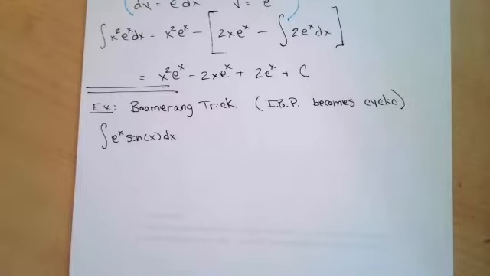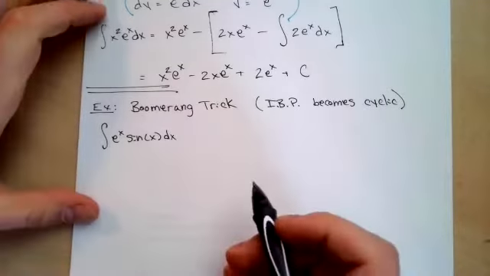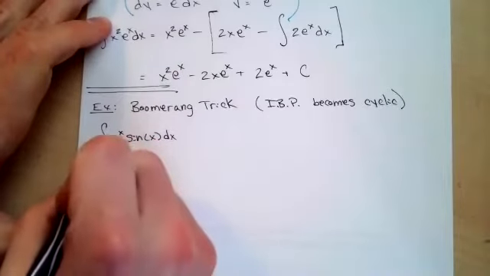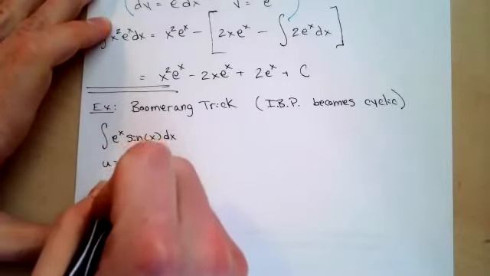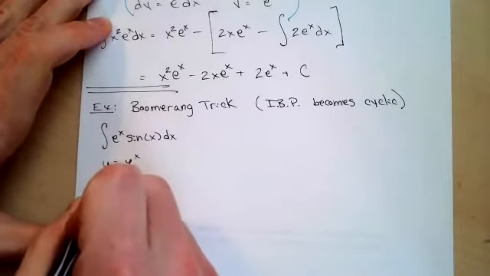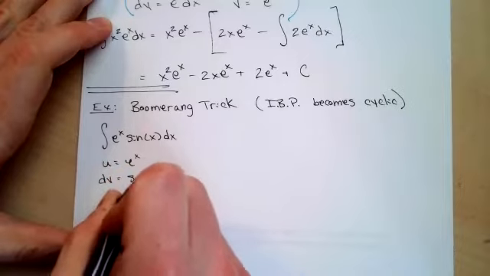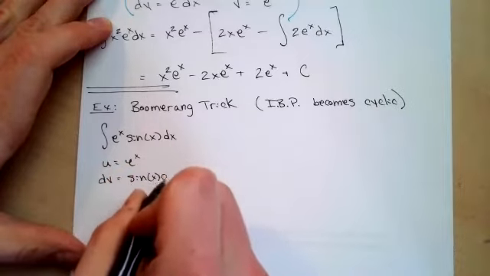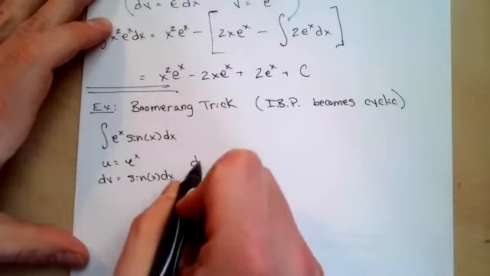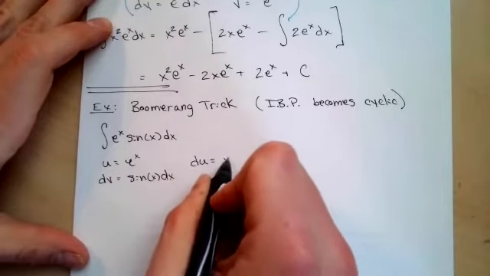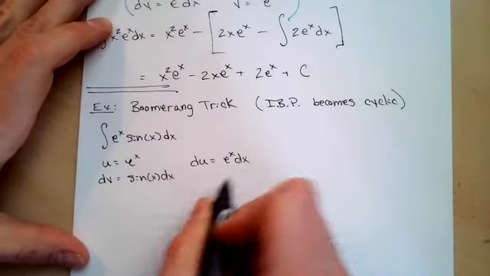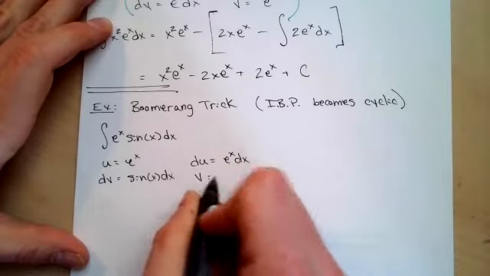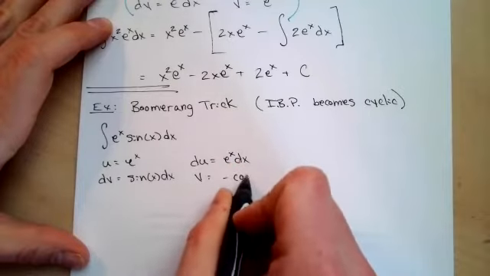Well, let's just essentially guess and check. Let's just pick a u and a dv and go at it and see what happens. So if we have our u be e to the x and our dv be sine x, then our du is e to the x dx, and our v is going to be minus cosine x.